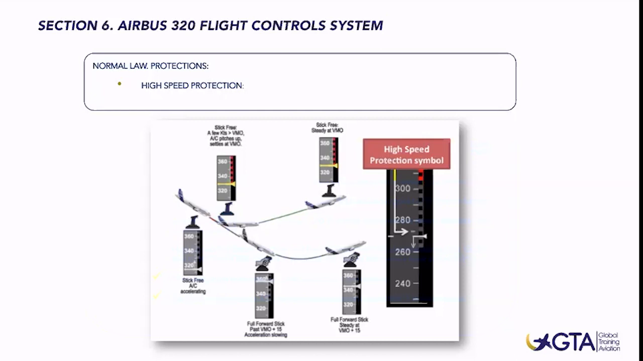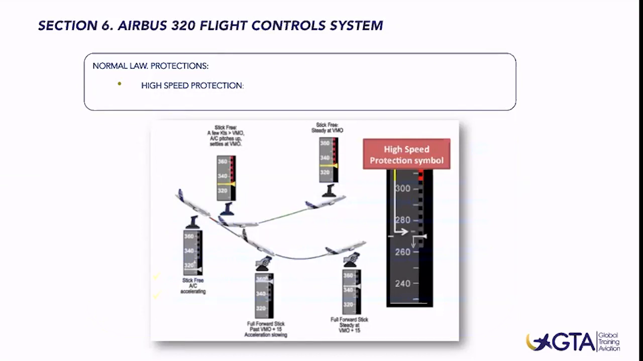Well, if the pilot holds full lateral side stick deflection, the bank angle will go to 67 degrees and no further. So under this normal bank angle protection, even if the pilot applies full lateral side stick deflection, the bank angle will reach 67 degrees and no more than that.